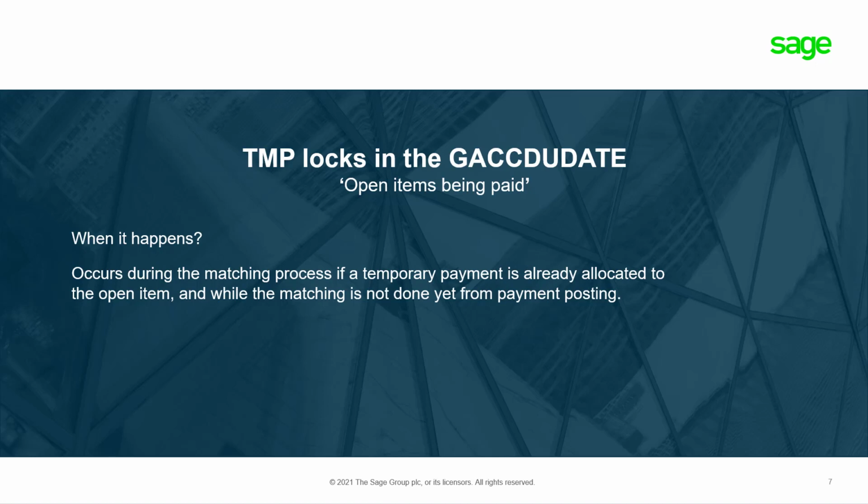The open item being paid message occurs during the matching process if a temporary payment is already allocated to the open item, and while the matching is not done yet from payment posting. The objective of this control is to prevent someone from matching an accounting line while his open item is already attached to a payment that is not posted yet, so to prevent overpayment.